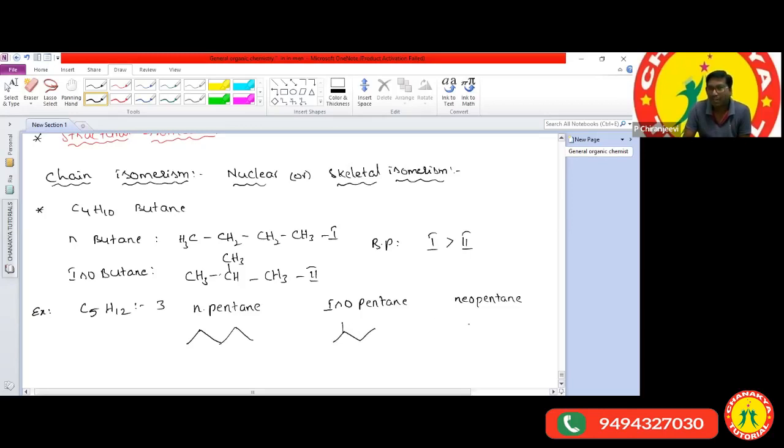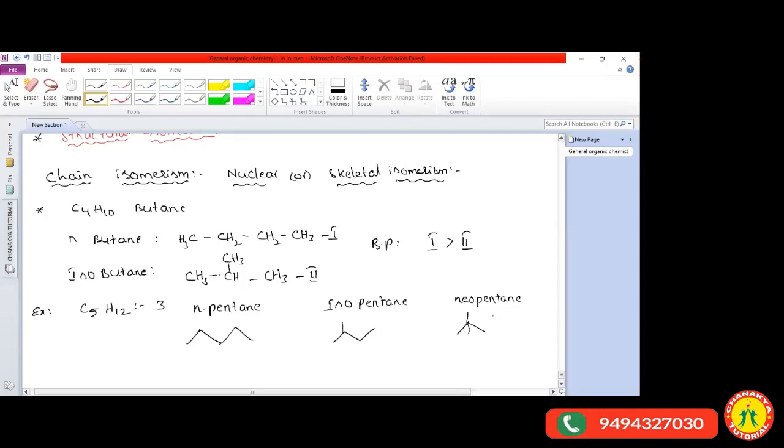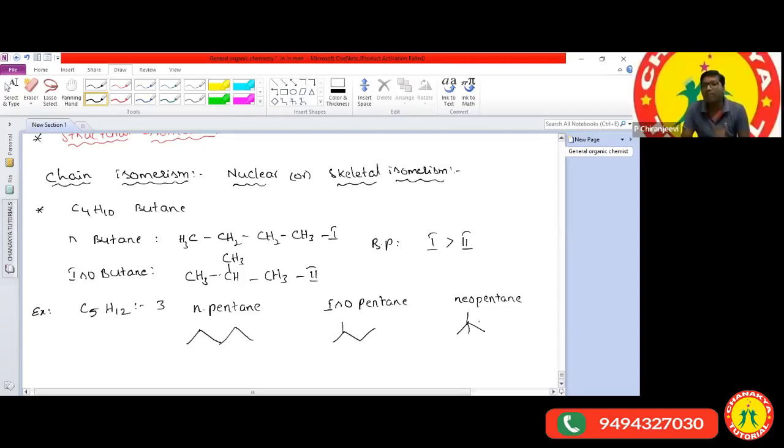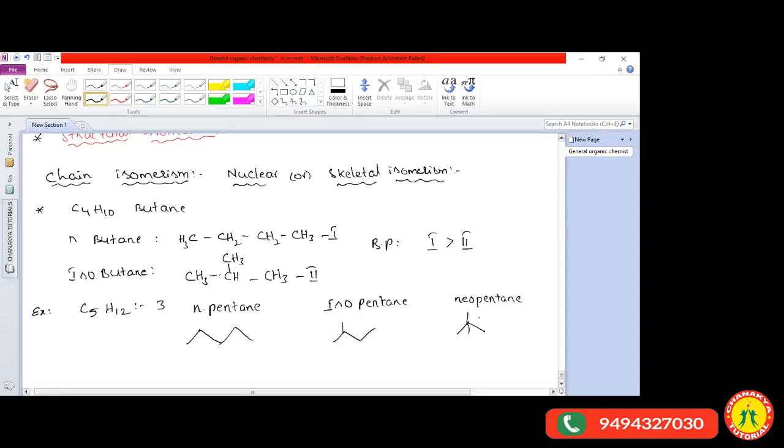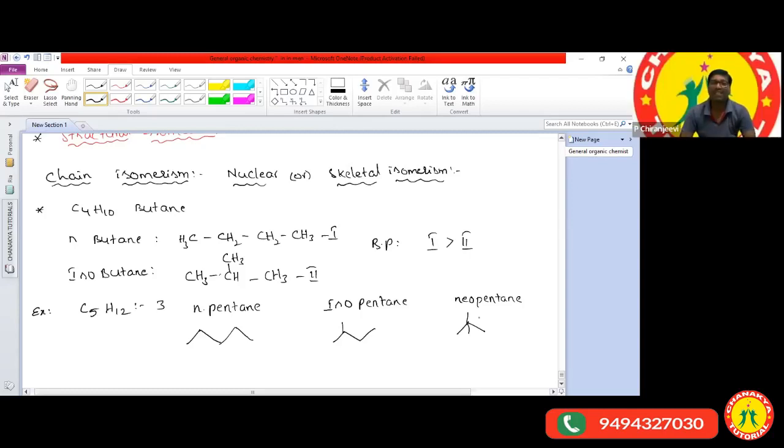If you want, you can write the structures. We asked about the high boiling point. Which one has the greater boiling point? No, clearly I asked which one has the greater boiling point. And one more question: in these 3, does the boiling point increase or decrease from N-pentane to neopentane? That is one more question.